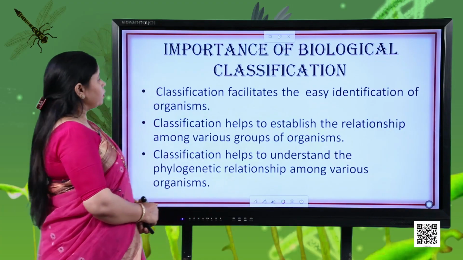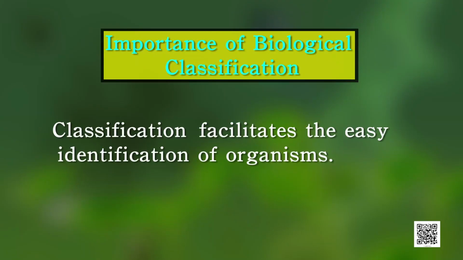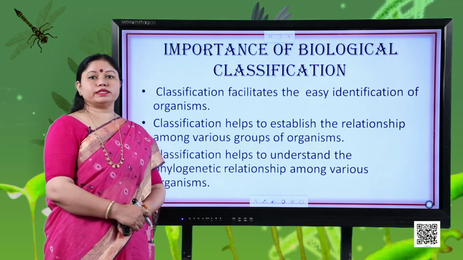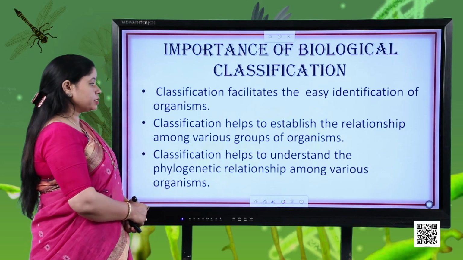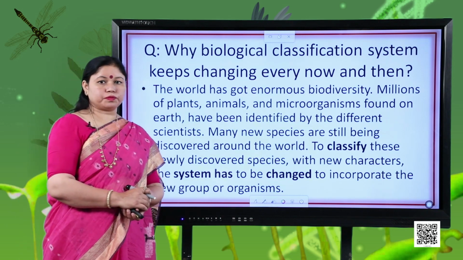Let us discuss the importance of biological classification. When you do the classification, it facilitates the easy identification of organisms. You can easily identify, you can easily relate to which organism you are talking about. Classification also helps to establish the relationship amongst various groups of organisms. Classification also helps in understanding the phylogenetic relationship, it means the evolutionary relationship between various organisms. Let us discuss a question.